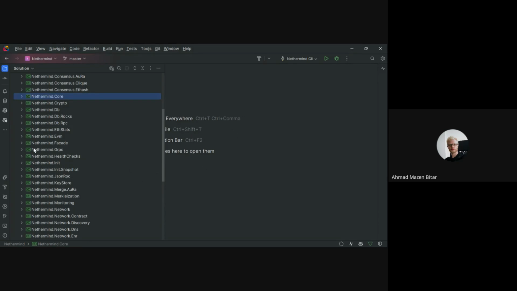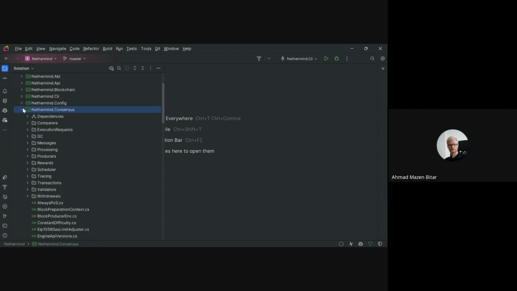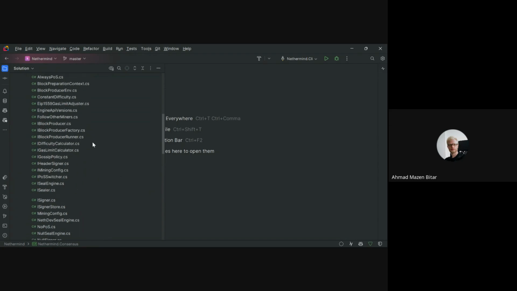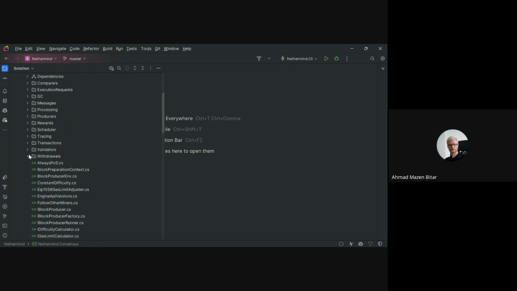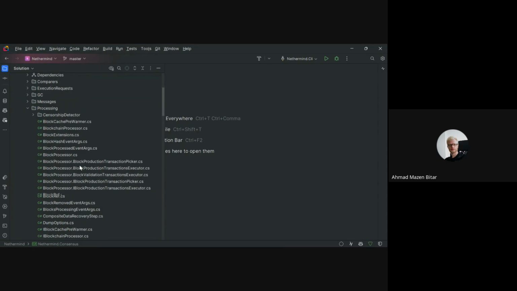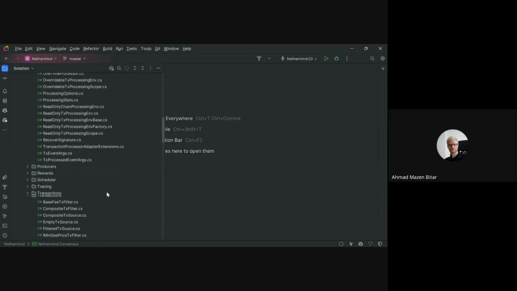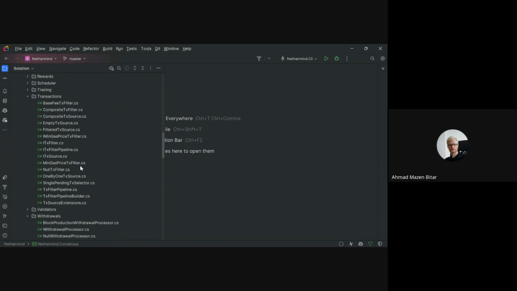Moving back to the code base, we then have the consensus related projects. So we have Nethermind consensus, and this is where the validation and calculations happen, the mining, the signing, the sealing, these kind of stuff. Withdrawals are processed here. Blocks are processed here. So the block processors, transaction processors are probably here as well. Yep, transaction validators, processors, filters, etc.